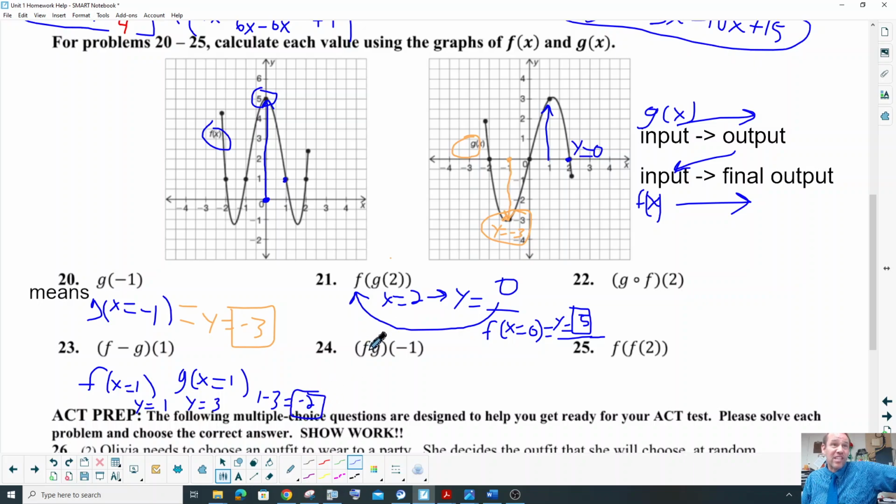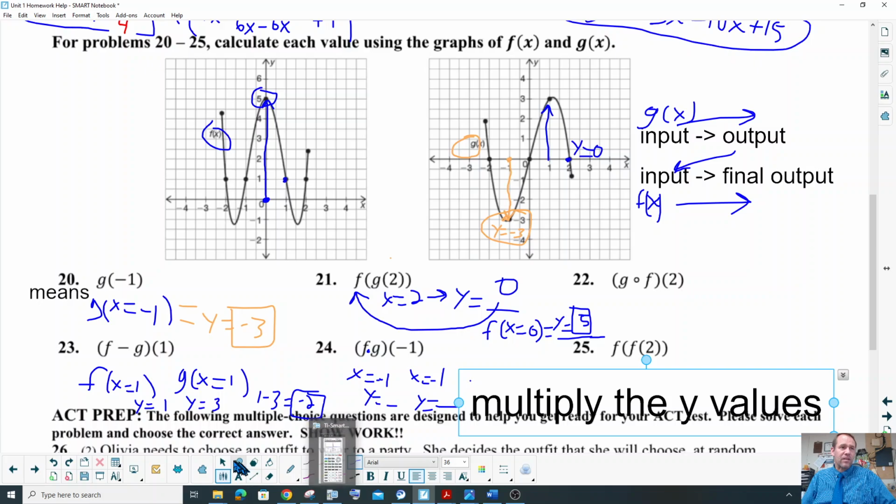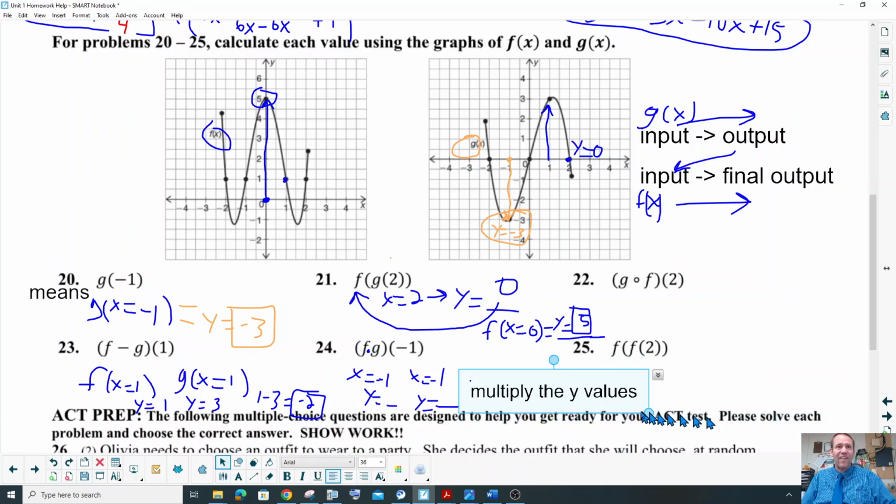24, you're going to do the same process, but you're going to multiply. You're going to take those two y values. For f, x equals negative 1. For g, x equals negative 1. And then you're going to go ahead and get the y values at negative 1, negative 1. Get those y values. And then after you do that, you're going to go ahead and multiply the y values. Just to help you out there. And that's for problem 24.